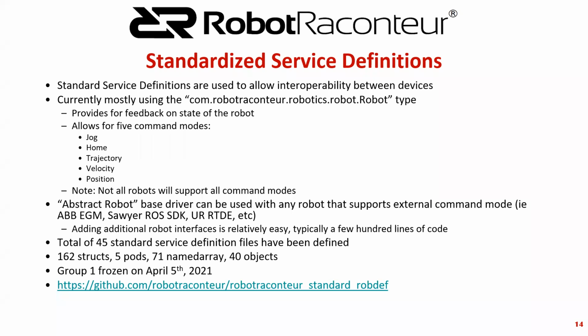So in terms of standard definitions, we have a total of 45 files defined with a large number of types. And we froze group 1 on April 5th, 2021. And again, unfortunately, it does not have a typical standards group process, but hopefully as we improve these standards over time, we'll be able to build up that committee, and maybe the ROS team can help with that process as well.